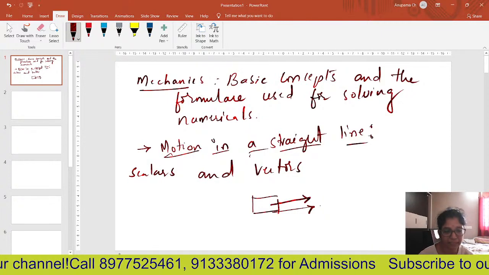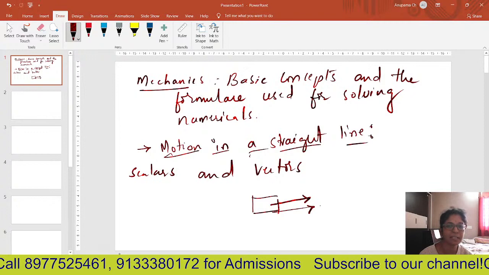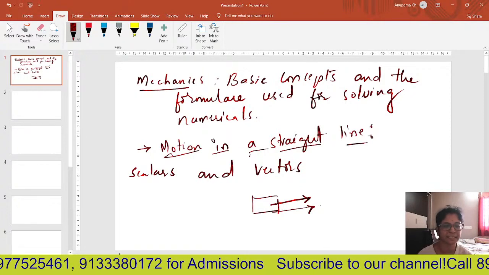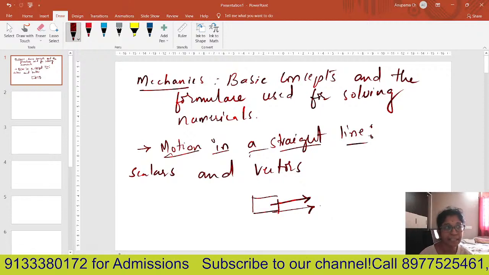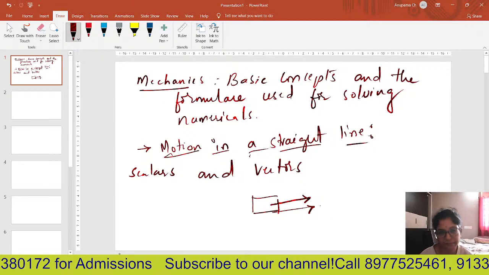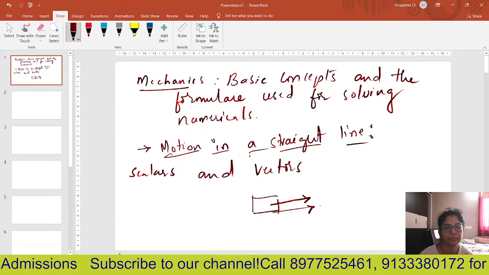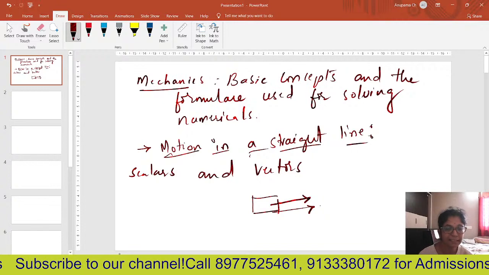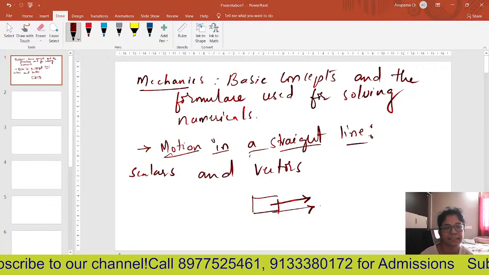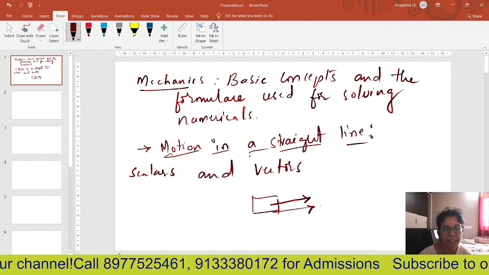Exactly. Why I'm telling is, when we are measuring some physical quantity, and when we take the direction into consideration, then obviously that is termed to be a vector, right? So this is about scalars and vector quantities, right?